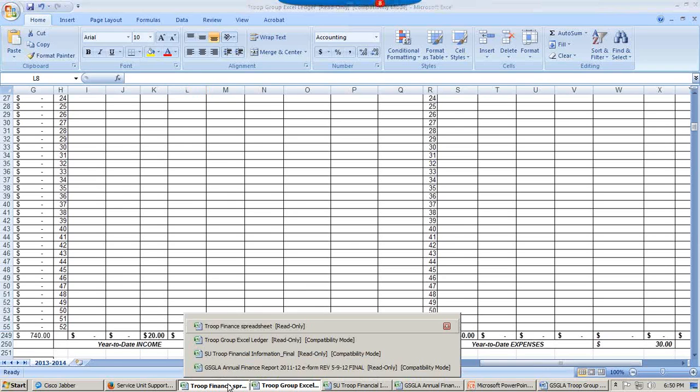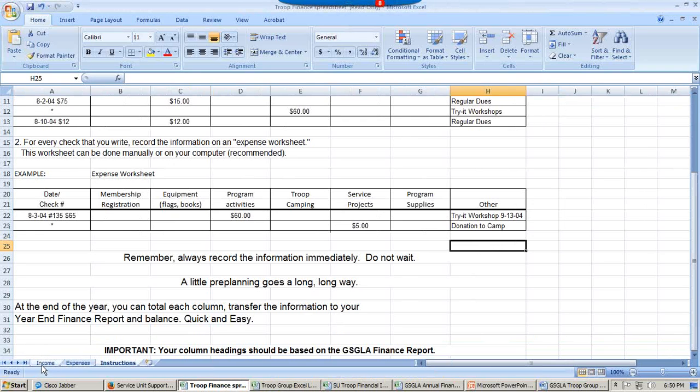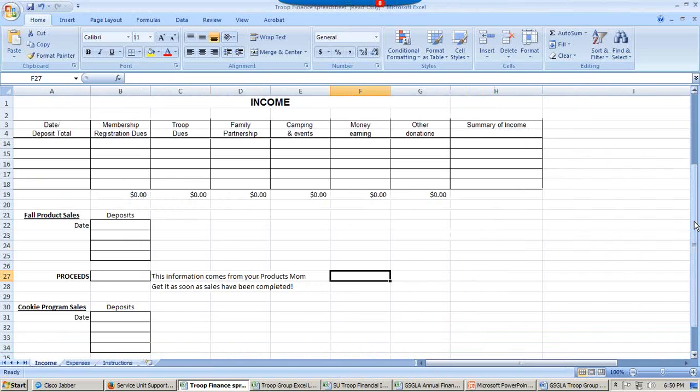Okay, so now this is another example of a way to keep track. So for example, if you don't want to use that ledger, you don't want to use Quicken or QuickBooks or any of those things, and you just really like using that check register, that's fine.